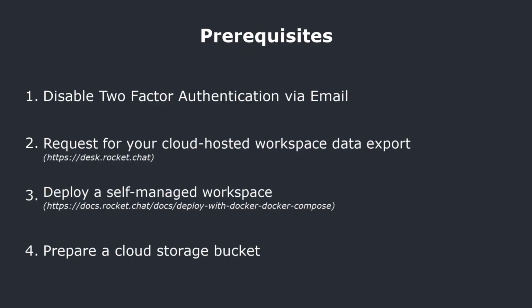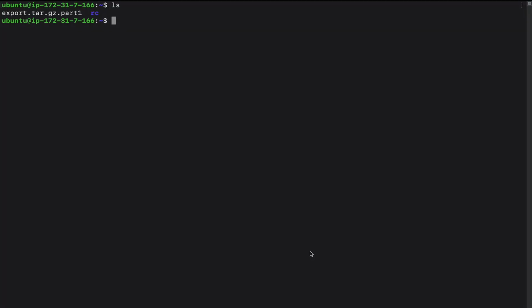Let's begin the migration procedure. After obtaining your exported data, the initial action is to make a copy of this compressed archive in your Rocket.Chat host server. Ensure the file is placed in a readily accessible directory on the host system. If the export was downloaded locally, upload it to your host server using a tool like SCP or any file transfer method of your choice.